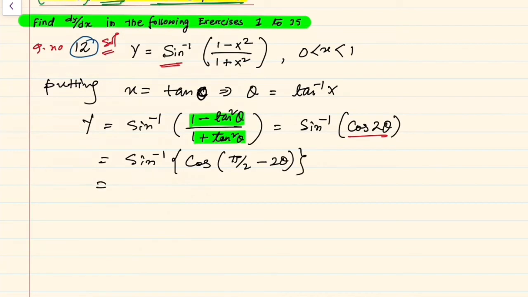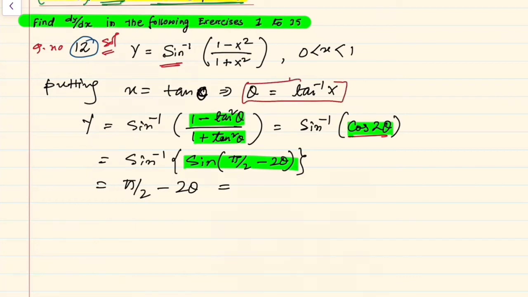And so here it will be sine, because sine of (pi by 2 minus 2 theta) gives cos 2 theta. Okay, so here we will get pi by 2 minus 2 theta. So let us replace the theta by this value of theta. Then we will get pi by 2 minus 2 tan inverse of x.